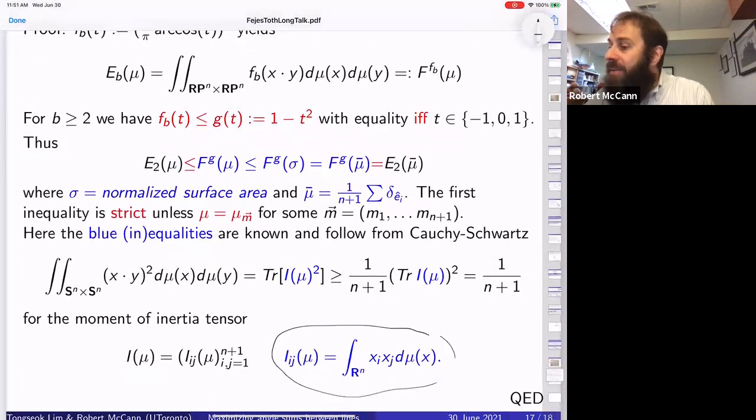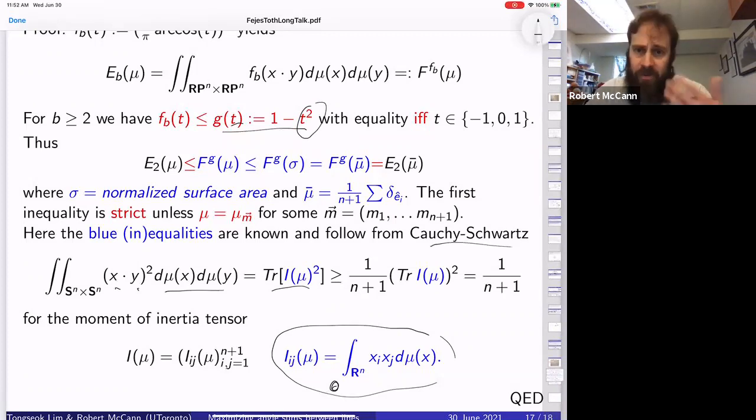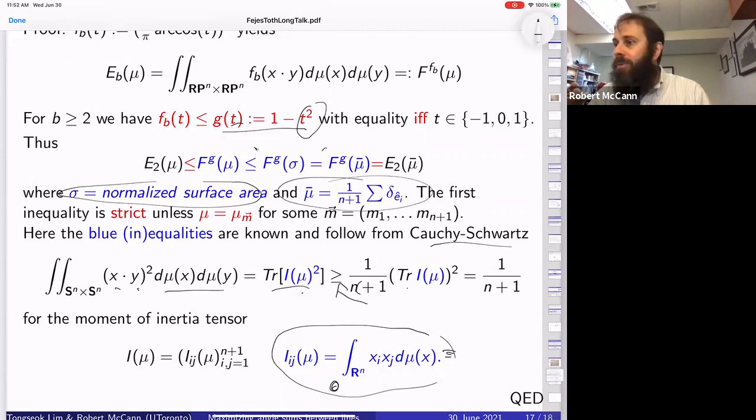Let's define the moment of inertia tensor of mu. And then, of course, when I want to integrate g, I really just need to focus on t squared, which is x dot y squared. And the integral of x dot y squared against mu mu is basically the trace of the square of this moment of inertia tensor. And so the Cauchy-Schwarz inequality for the matrix Hilbert-Schmidt norm tells us that this trace is bigger than the trace of the inertia tensor, squared, with a factor which is basically the trace of the identity matrix. And moreover, it tells us equality holds here when this moment of inertia tensor is a multiple of the identity matrix, and it will be a multiple of the identity matrix for the normalized surface area and also for the conjectured guy. So that's how you get these two intermediate inequalities.